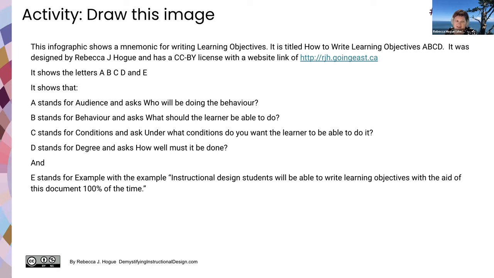A stands for audience and asks who will be doing the behavior. B stands for behavior and asks what should the learner be able to do. C stands for conditions and asks under what conditions do you want the learner to be able to do it. D stands for degree and asks the question, how well must it be done? And E stands for example, with the example: instructional design students will be able to write learning objectives with the aid of this document 100% of the time.